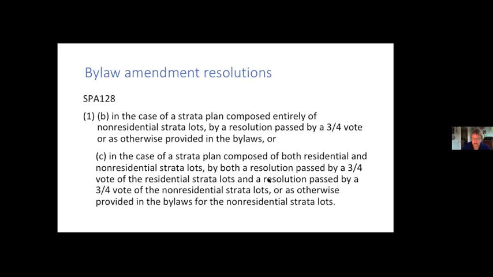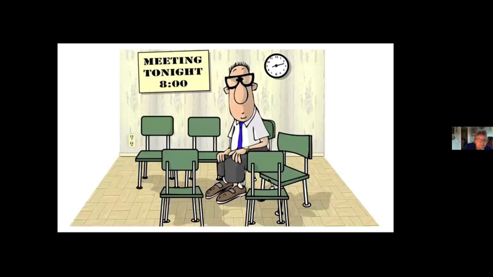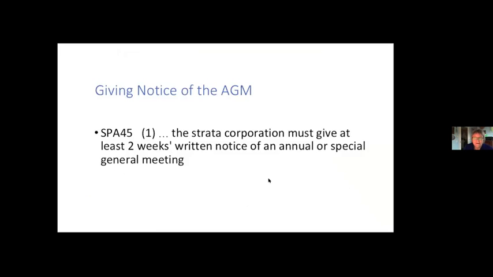You also need to make sure that after you've amended those bylaws, you file them at land titles as soon as feasible. So now you've got your notice package ready. How much notice do you have to give? I'll tell you what the Act says, and then we'll talk about why that's a little different. The Act says you must give at least 2 weeks written notice of an annual or special general meeting.